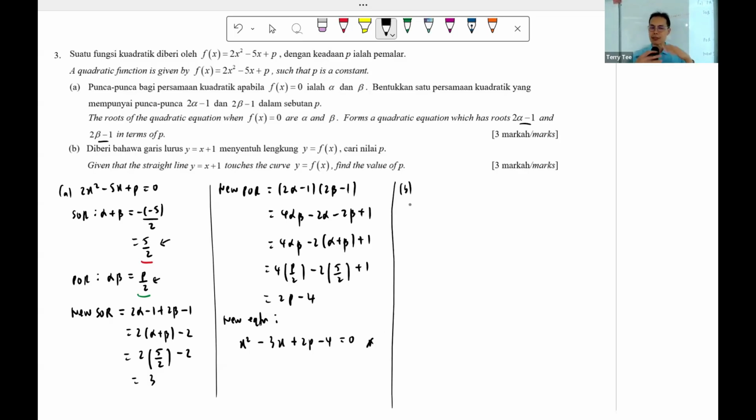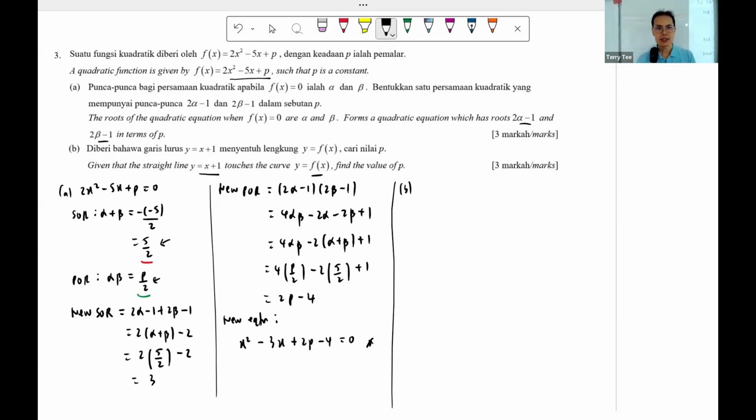Okay, so part A and part B are not related, as in you don't need a result for part A to do part B. Part A, you have f(x) equals to this. Part B, this line touches y equals f(x) at one point. So when it touches at one point, we know if you solve it simultaneously, you have only one answer, meaning you have to use b squared minus 4ac equals 0.